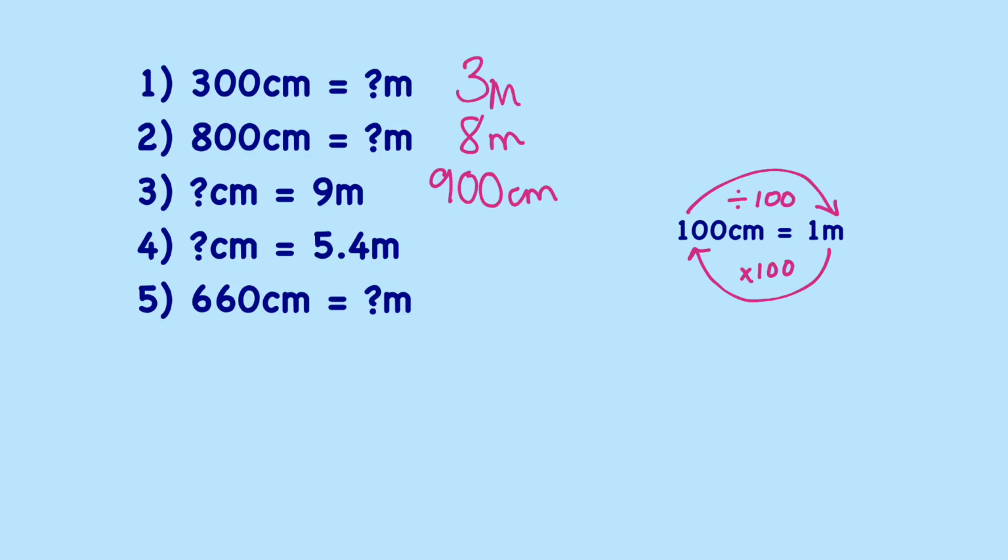Now question 4 is a little trickier because it's got a decimal point there. So we want to know how many centimetres is the same as 5.4 metres. Well, I'm going to go from metres to centimetres. That means I need to times by 100. So if I'm timesing 5.4 by 100, I'm going to get 540 centimetres. And question 5, 660 centimetres. Well, this time I've got centimetres and I want to convert to metres, so I'm going to divide by 100. 660 divided by 100 is 6.6 metres.